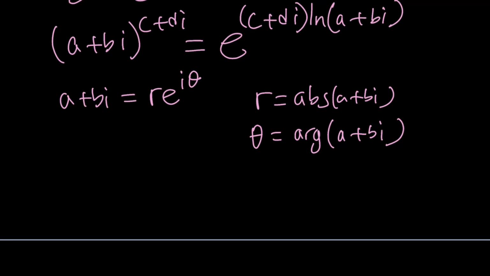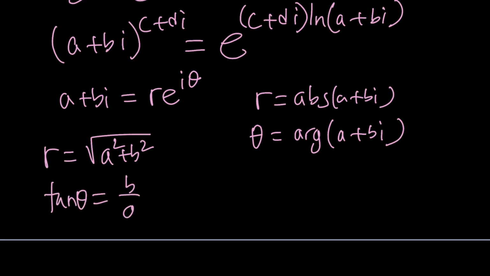Make sense? So let's go ahead and evaluate it and plug it in. r is going to be the square root of a squared plus b squared, just Pythagorean theorem. And tangent theta is going to be b over a. If you think about it, in the Argand plane, you plot a plus bi, and then tangent theta is going to be b over a. And it doesn't have to be in the first quadrant. It's always b over a, because in the second quadrant, for example, tangent is going to be negative, and so on and so forth. Make sense?